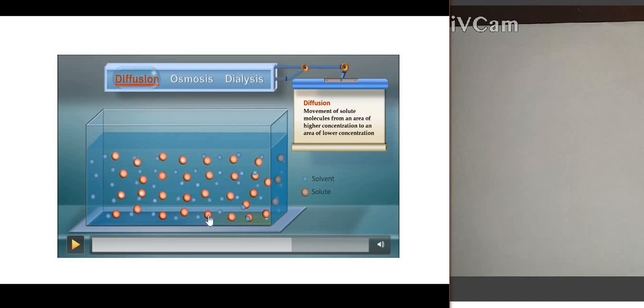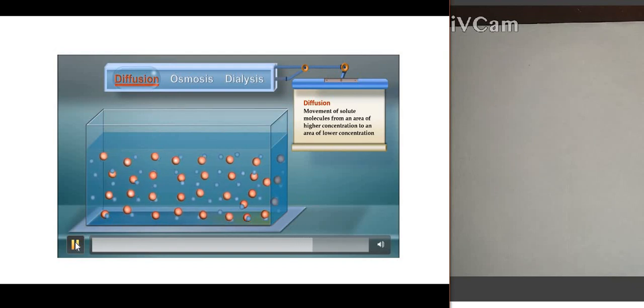Initially we have a high concentration of solute atoms here, and after the diffusion process we can see the high concentration solute atoms have moved into the low concentration area, and we get a uniform concentration of the solute atoms in the entire region. This process is called diffusion.